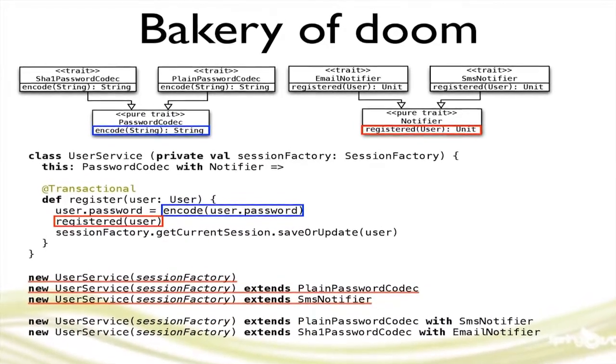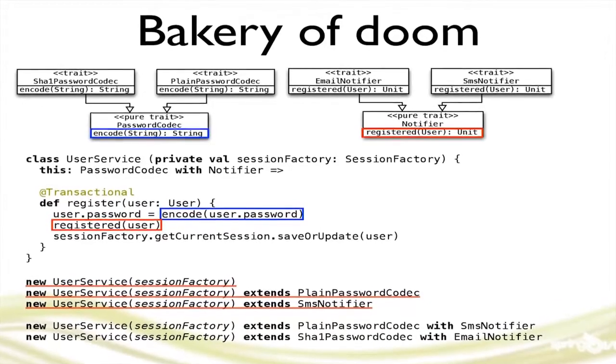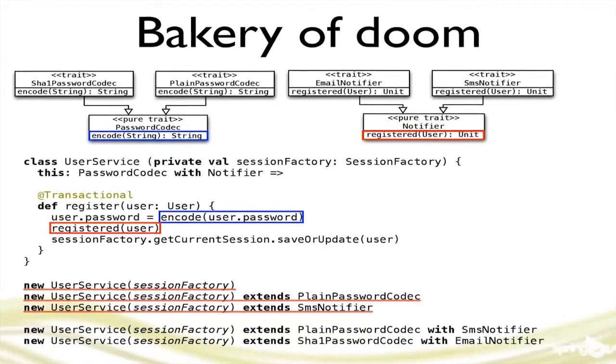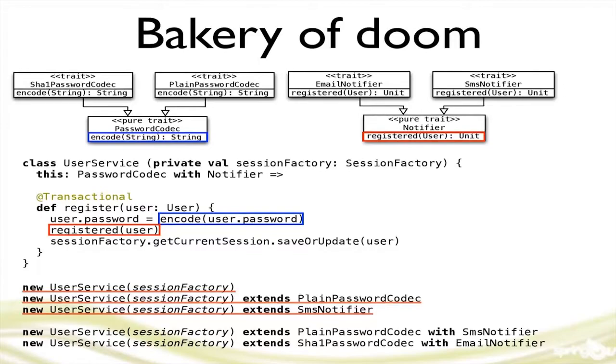Now, let's create an instance of it. This one doesn't work. If I try to compile that code, it will get rejected. And the compiler will say, it's not enough. Because I say here that to make an instance of user service, I need to mix in password codec with notifier. Well, I'm not doing that here. So this will get rejected. I haven't satisfied the dependencies. So if you like to imagine these as compile time dependencies, that might help.